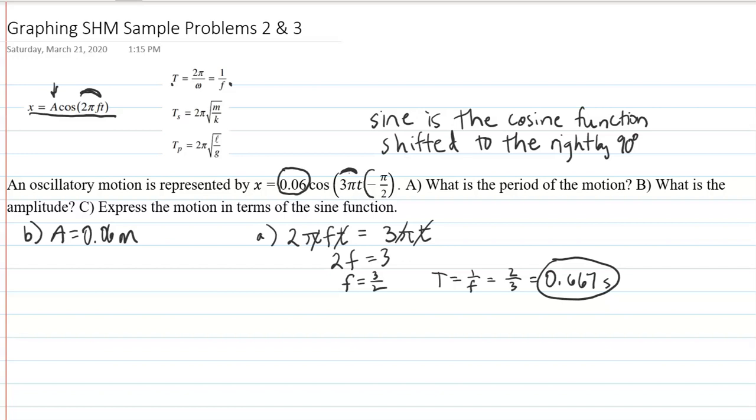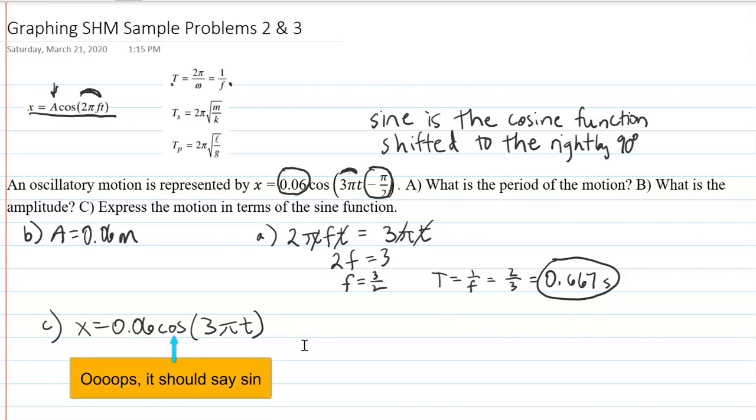Now this right here represents what we call the phase angle, and that's just how much the cosine function is shifted to the left or right, and a negative phase angle shifts the function to the right. So the way we want to write this expression in terms of the sine function is just get rid of the phase angle altogether, because this is just the sine function. And that's our answer to part C.